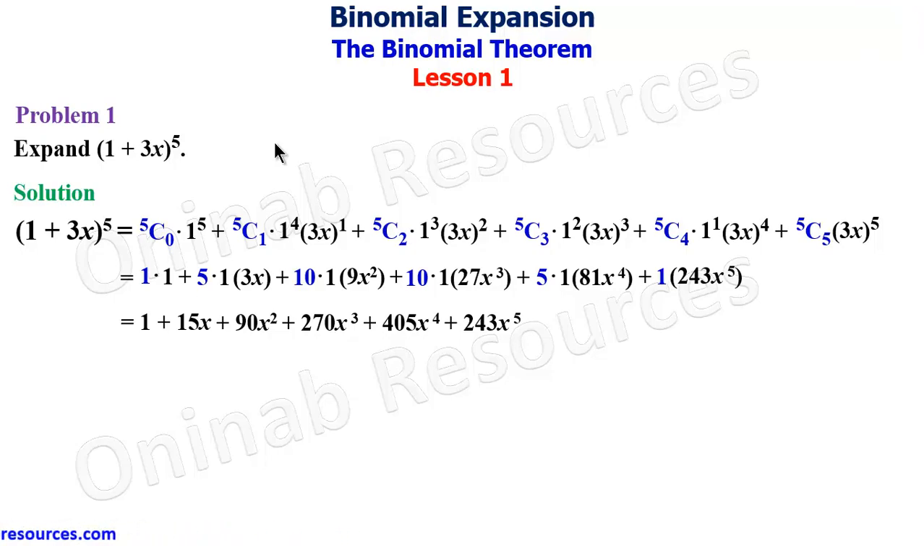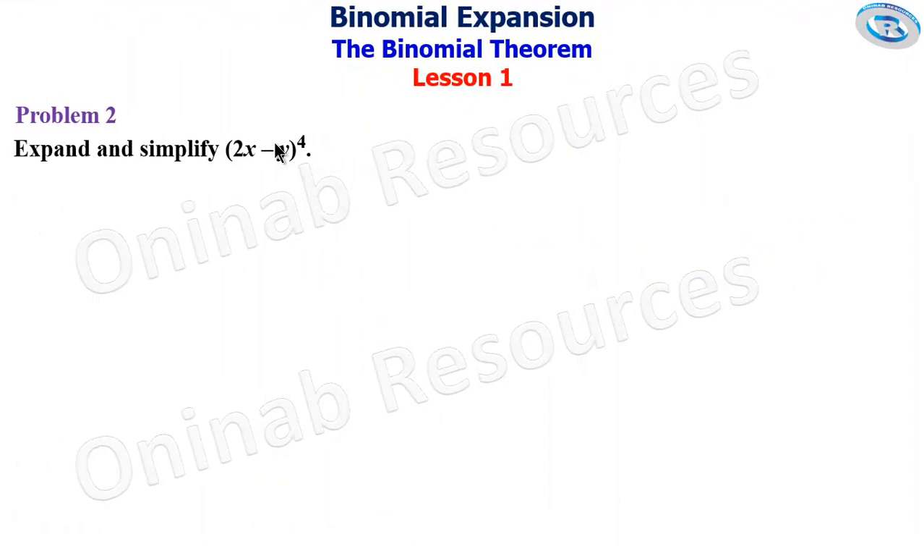Then we go to problem 2. For problem 2, we are to expand and simplify 2x minus y all to the power of 4. So what we do, the coefficient of x in the first term of the bracket is 2. And here we have this one as -1 as coefficient. So you have to be very careful if you are dealing with negative values inside the binomial expansion. So we'll take a look at this.